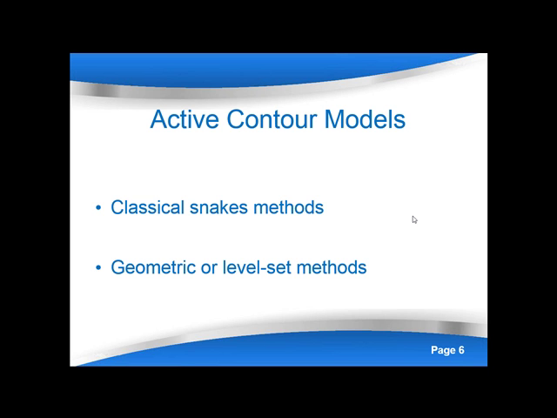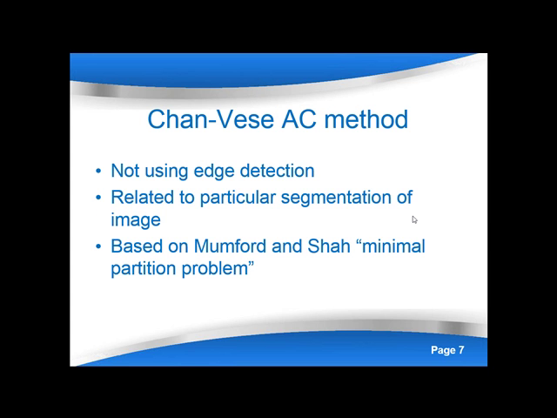On the other hand, geometrical level set methods have characteristics which overcome issues such as initialization sensitivity and topology inadaptability. Between different active contour methods, Chan-Vese Active Contour method proved to best fulfill the requirements of image segmentation. Chan-Vese Active Contour is an energy minimization method instead of edge detection, as it is based on Mumford and Shah minimal partition problem.